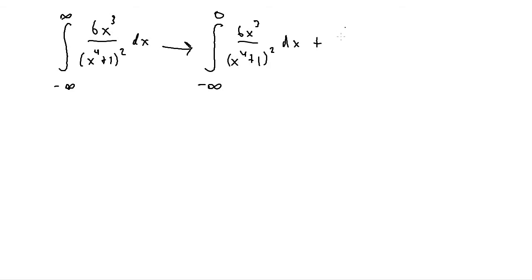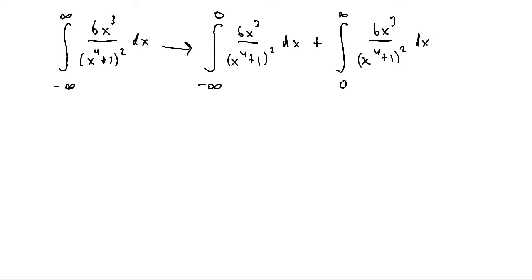plus the integral. Now I can put 0 on the bottom, so we go from 0 to the top bound, which is infinity. So plus the integral from 0 to infinity of, once again, that same function, 6x cubed over (x to the 4th plus 1) squared dx.